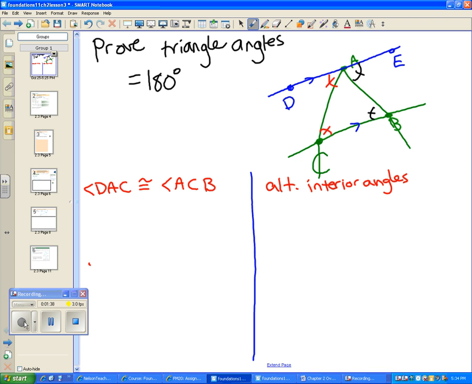Okay, I have to get these right. Sometimes I write them wrong. Angle EAB is congruent to angle CBA, and also by alternate interior angles.